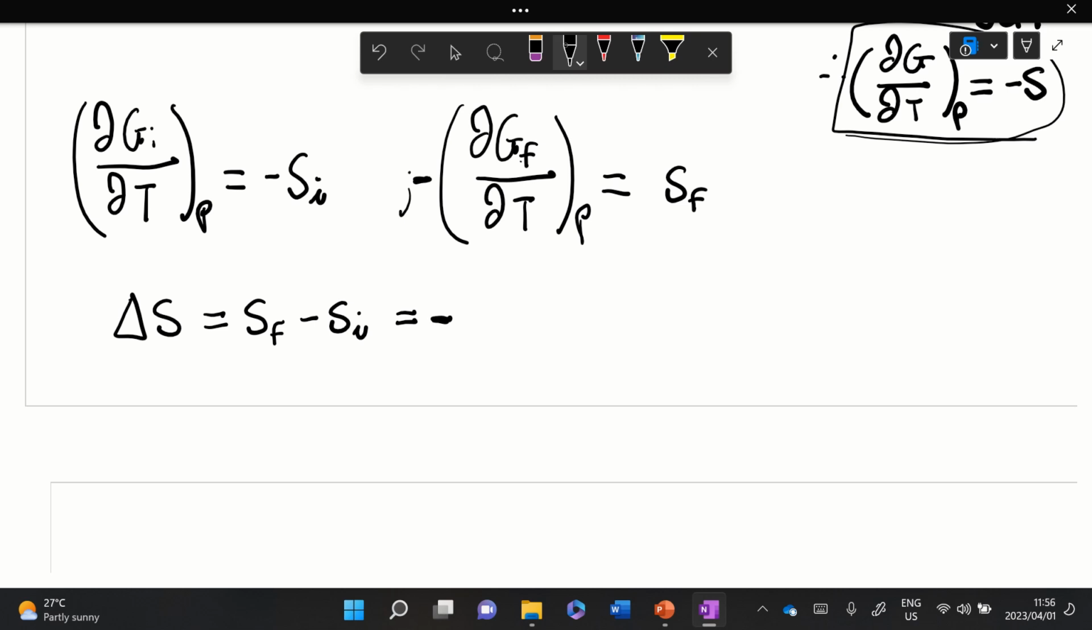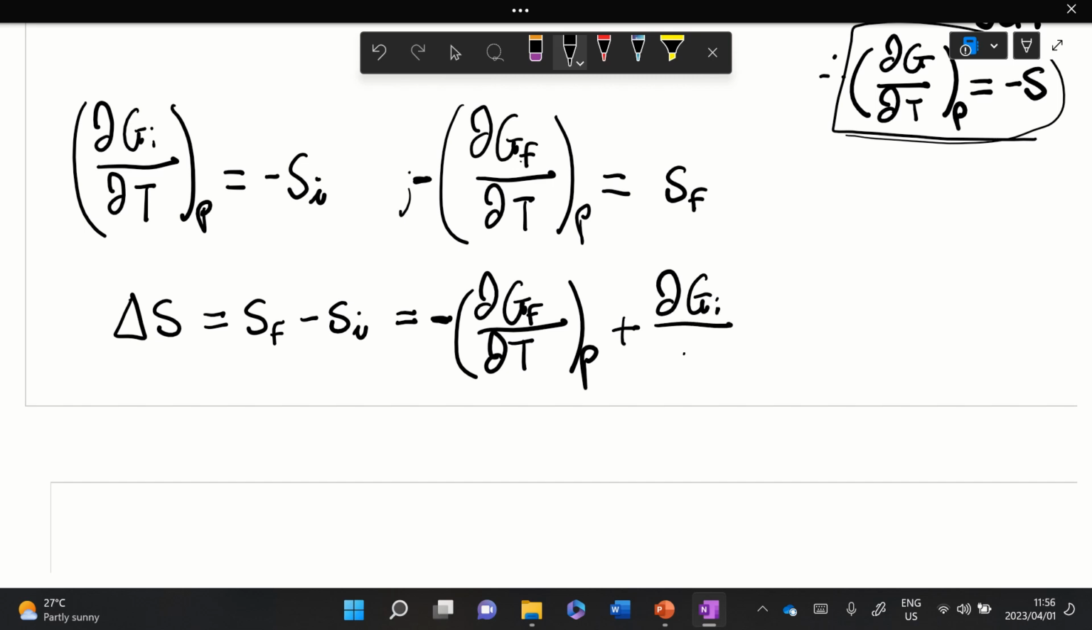So minus SF is minus dGF over T at constant P, and then minus SI is plus dGI over T at constant P. Right. And then if you look at how this is written, technically we have something similar here at the top, so we can take that outside.